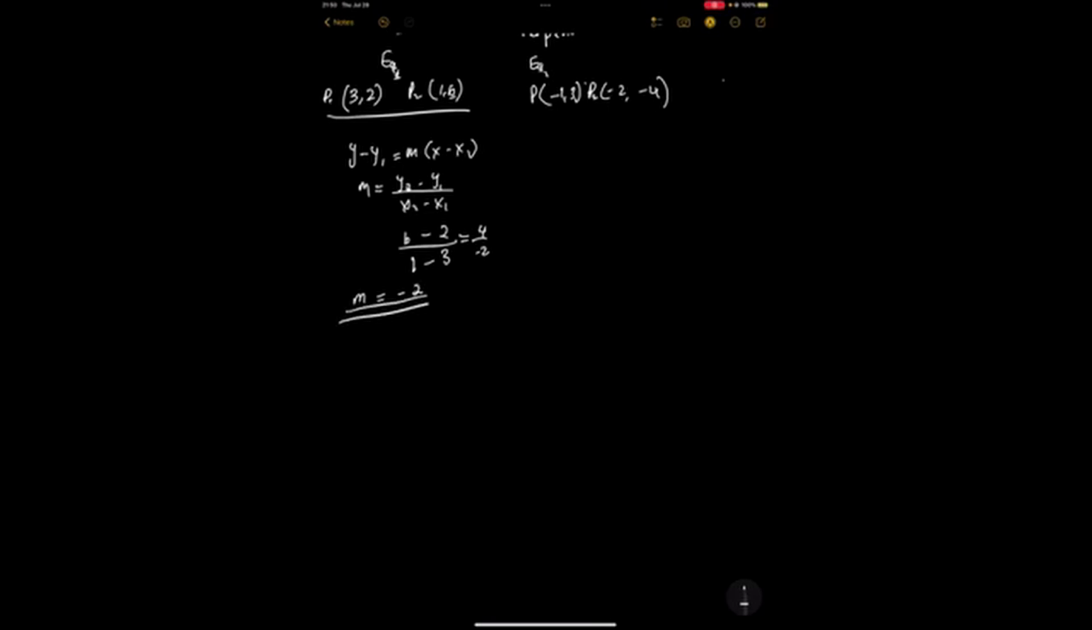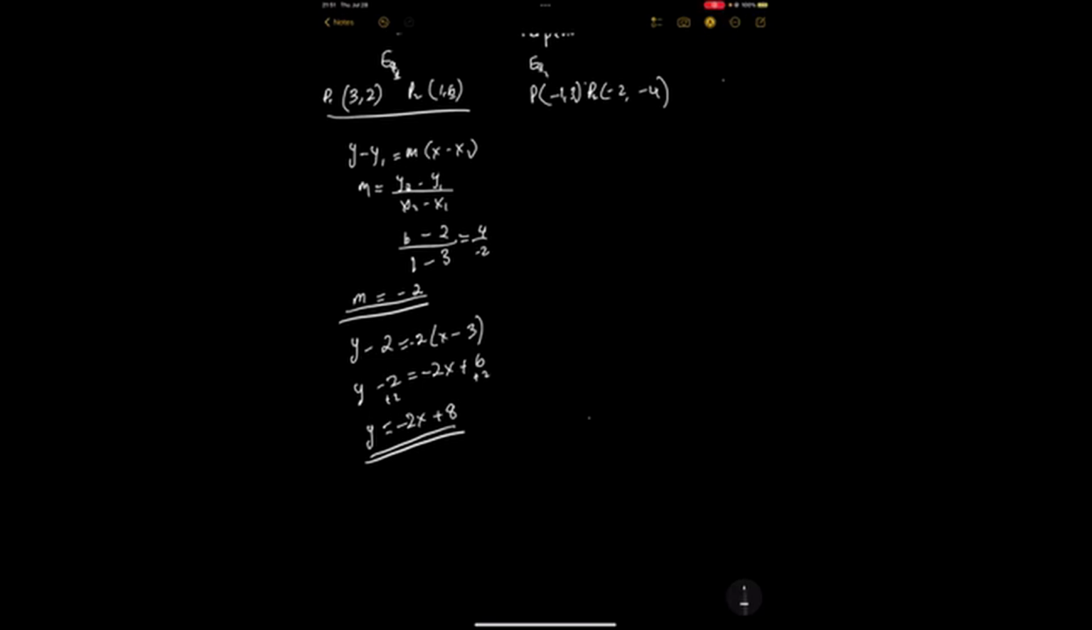So that's the slope. Now, let's find the equation of the line. So it will be y minus y1. I can use any of them. I'm going to say y minus 2 equals m, the slope, which is -2, times x minus x1, which is 3. So y minus 2 equals -2x plus 6. Add 2 on both sides, my bad. That would be y equals -2x plus 8. That's the first equation.